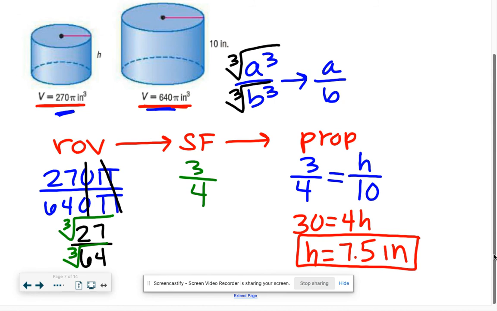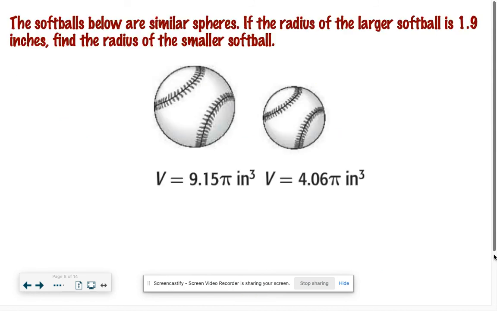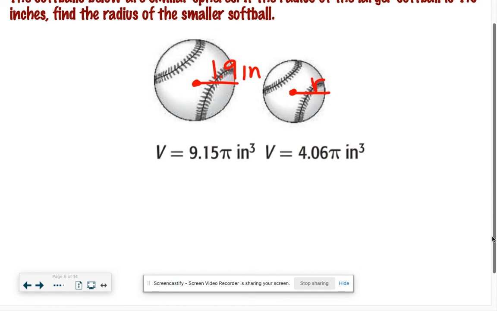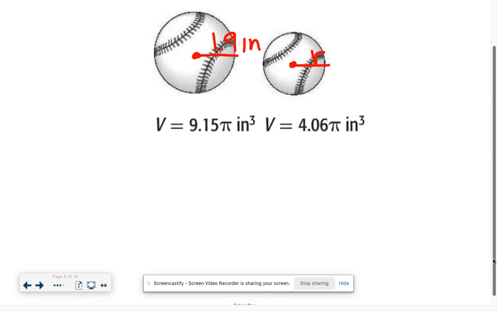One more, kids. It says the softballs below are similar spheres. If the radius of the larger softball is 1.9, the larger one has a radius of 1.9 inches. Find the radius of the smaller softball. So this is what we're looking for here. Folks, same exact problem we just had, but now just some different numbers. Again, we're going to start with the ratio of our volumes, get to our scale factor, and write our proportion.